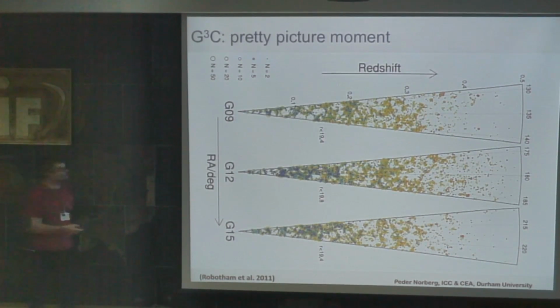So the pretty picture moment is just to say we have 3 regions, and we have lots of nice groups which can be found, but are these the real groups, are these realistic, and so on. This is a cone diagram in redshift, and you have 3 different regions. You have different size circles for the number of members in your groups, and the color coding is for the masses of the groups. More yellow groups are more massive groups.